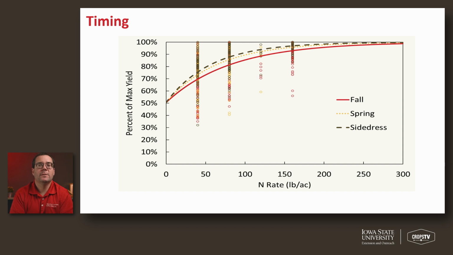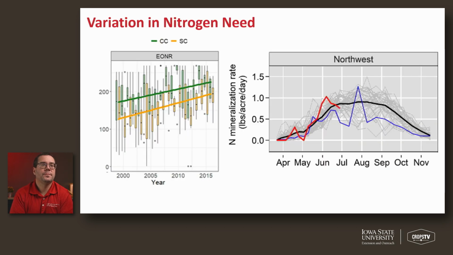This is just some data that we've summarized from a site in Minnesota. It shows almost the same thing. There's a huge improvement from moving from fall to spring on average, and a small improvement from moving from spring to side dress. But this isn't something unique to this site. It is something that you can see at lots of sites, and it matters more when you're a little bit on the short side of nitrogen rather than in the higher ranges of nitrogen.